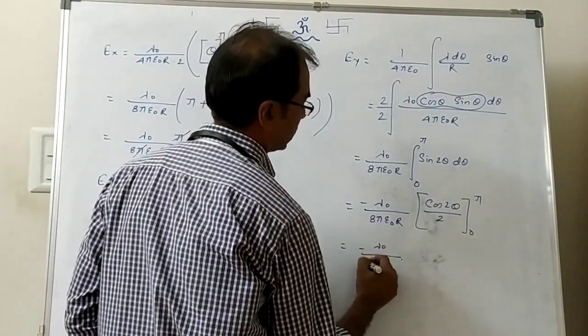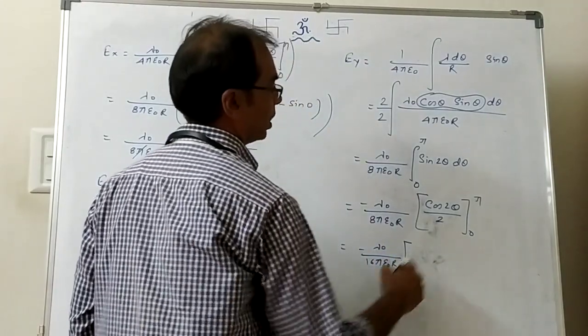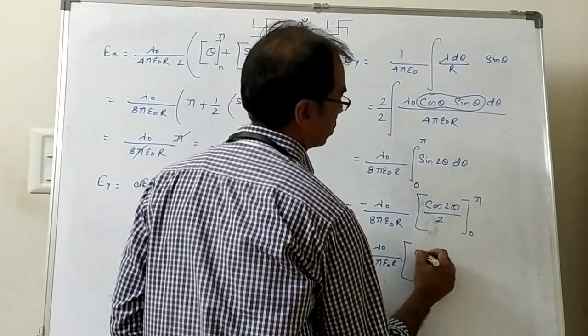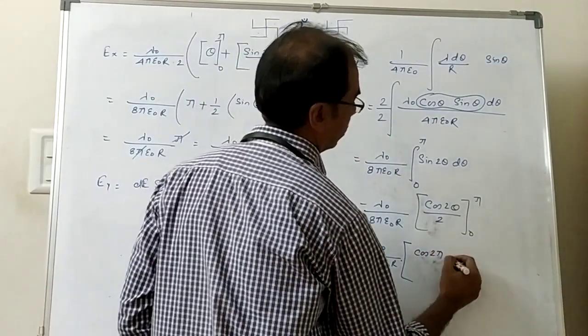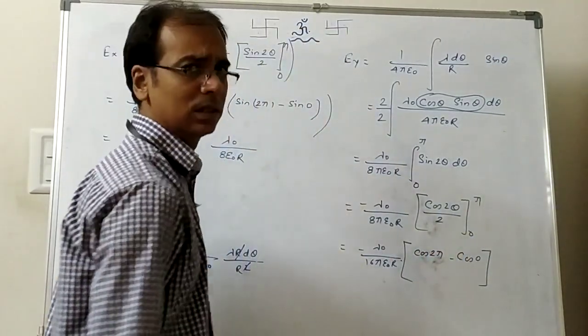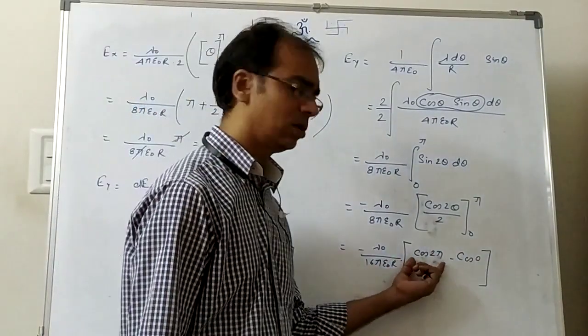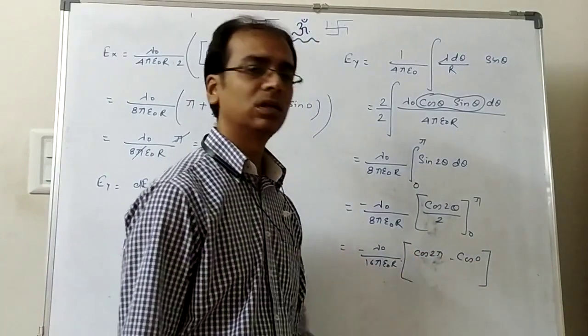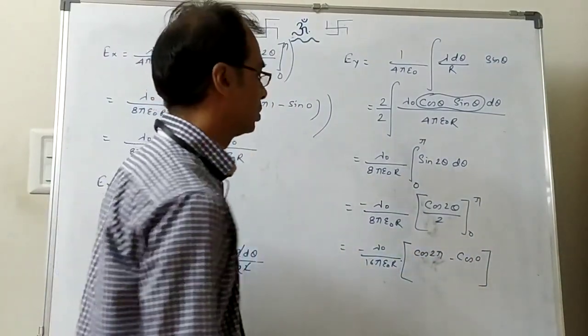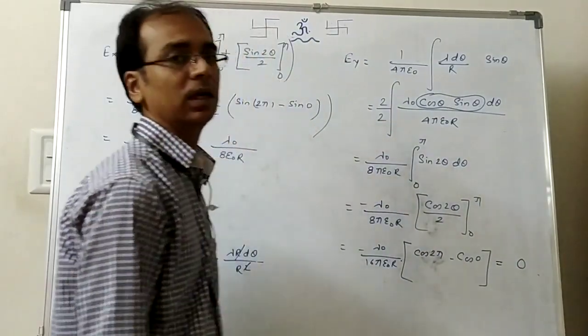Minus lambda naught by 16 pi epsilon naught r. Now keep cos 2 pi minus cos 0. Cos 2 pi is the same as cos 0. So cos 0 minus cos 0 is 0. That means along the y-axis, the electric field we are getting is 0.